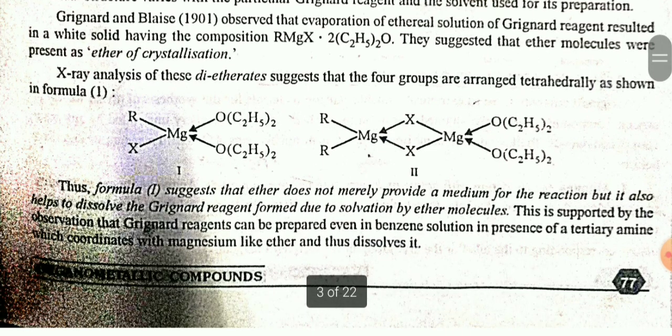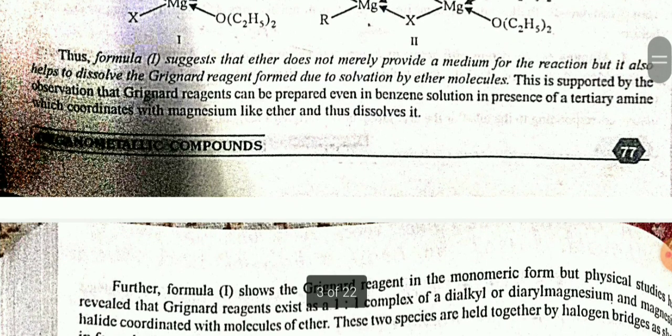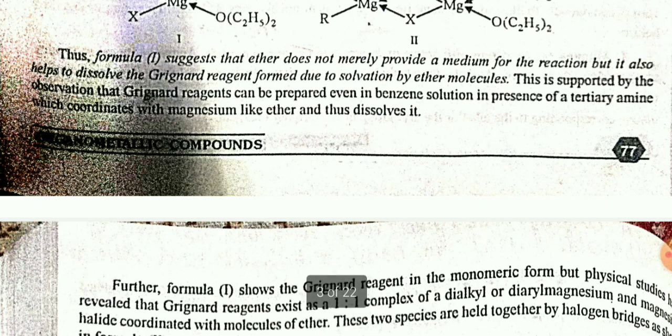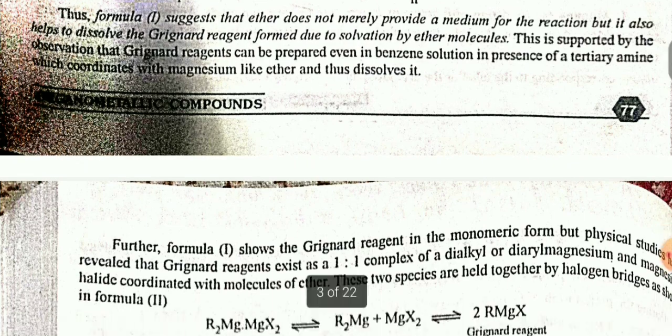X-ray analysis of these dietherates suggests that the four groups are arranged tetrahedrally as shown in the formula. Thus, the formula suggests that ether does not merely provide a medium for the reaction, but it also helps to dissolve the Grignard reagent formed due to solvation by ether molecules. This is supported by the observation that Grignard reagent can be prepared even in benzene solution in presence of a tertiary amine, which coordinates with magnesium like ether and thus dissolves it.